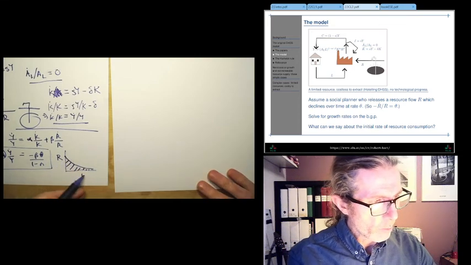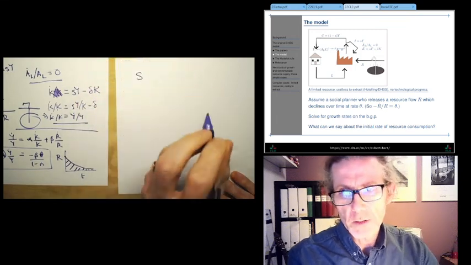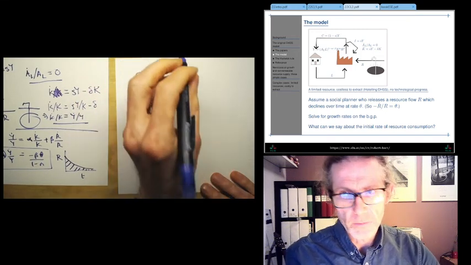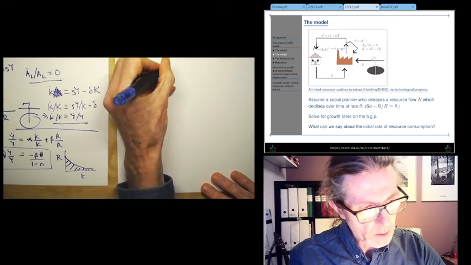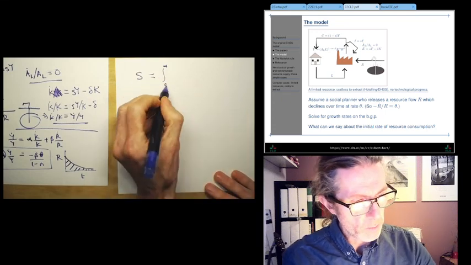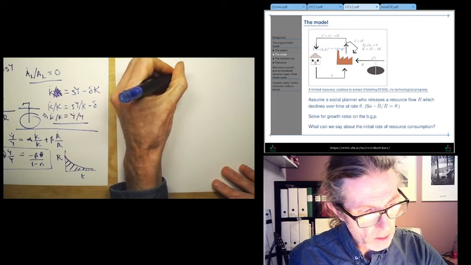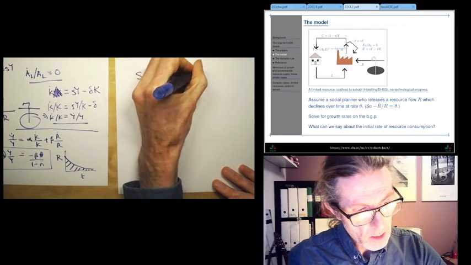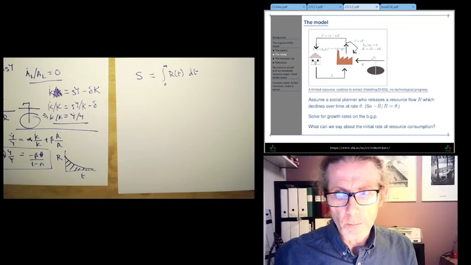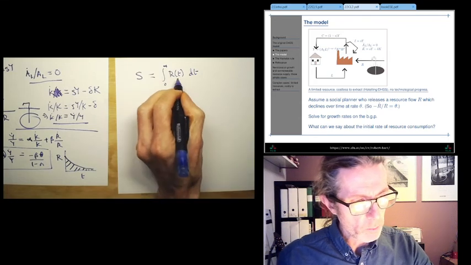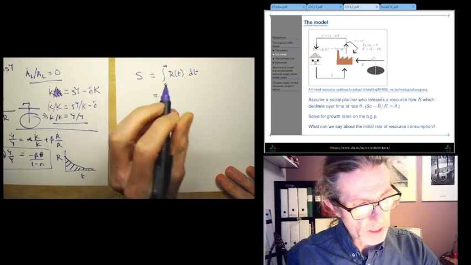Okay, but how do we work out the area under a curve? We have to integrate. So if we have some total extraction, S, over infinite time, that is the integral from 0 to infinity of R of t dt. But what can we say about R of t? We can specify that exactly, can't we?